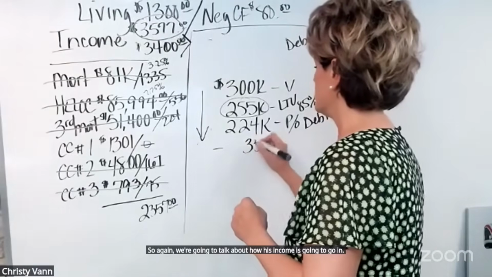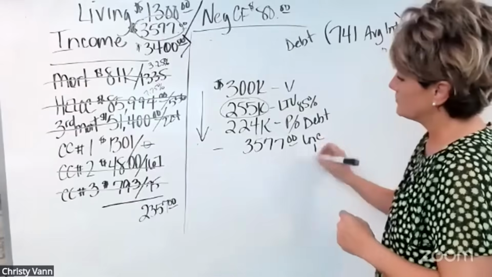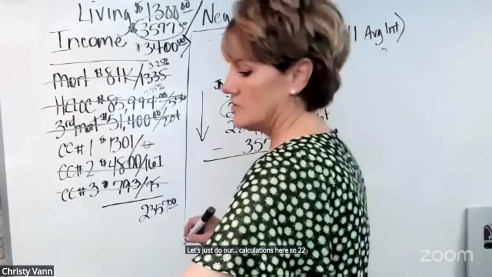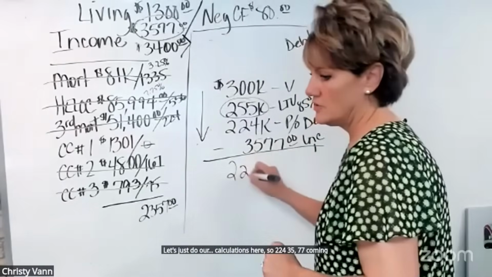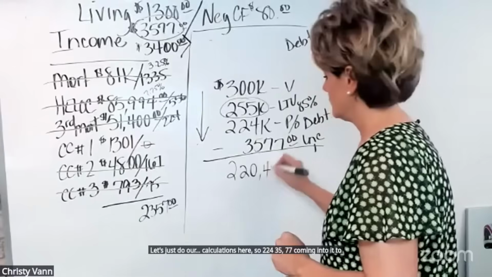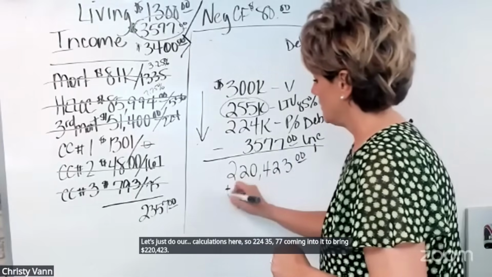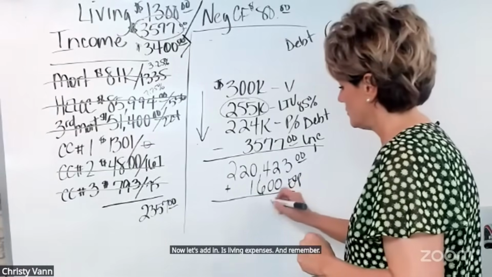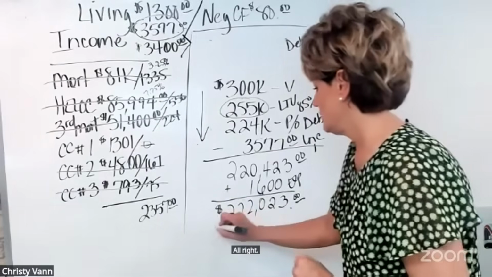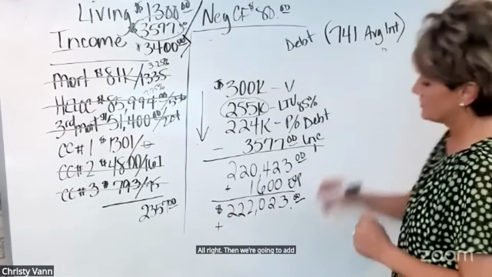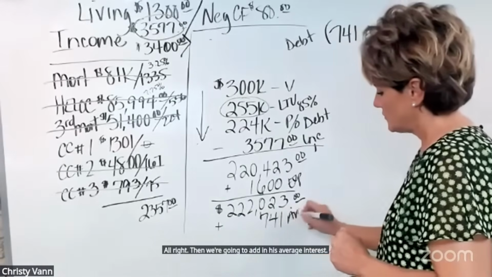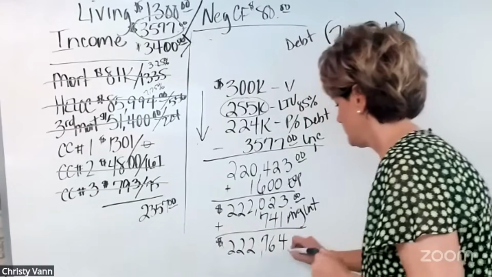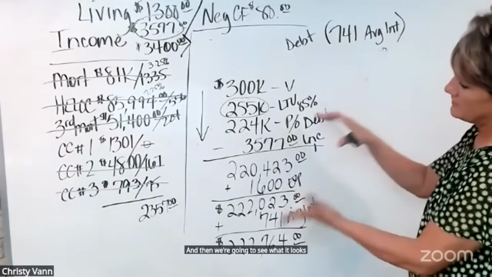So again, we're going to talk about how his income is going to go in. So 3577 income for the first month. Let's just do our calculations here. So 224, 3577 coming into it to bring $220,423. Now let's add in his living expenses. And remember, I made him a little high to what he was showing. All right. Then we're going to add in his average interest, 741. This is not the first month. This is the average interest from beginning to end. And then we're going to see what it looks like for a complete debt elimination.